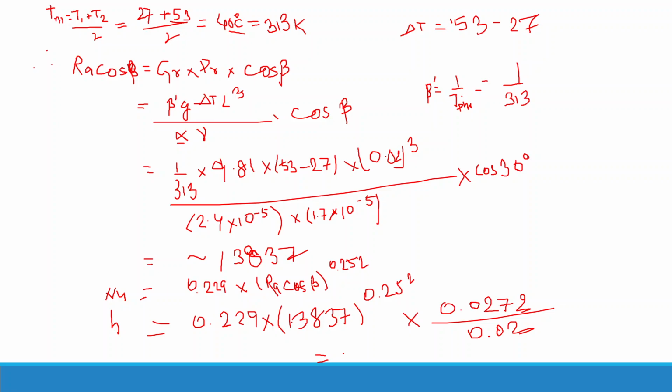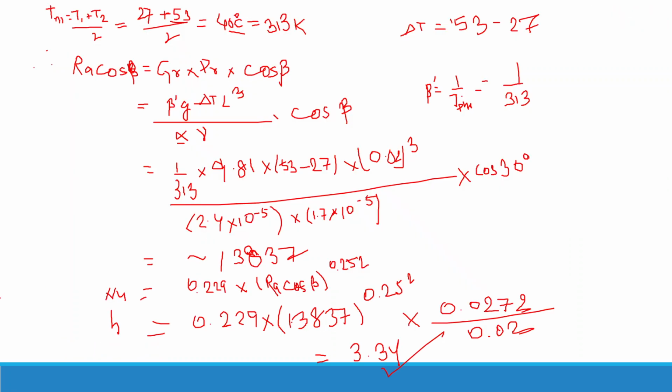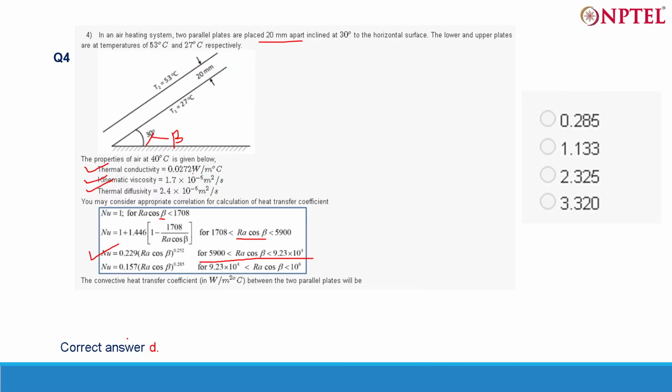So if we calculate it, is the calculator. So this is the calculator here. Okay. So 0.22913837127. This comes out to be around 3.34 or something. Okay. So now 3.34 is the answer for convective heat transfer coefficient, this one, H.